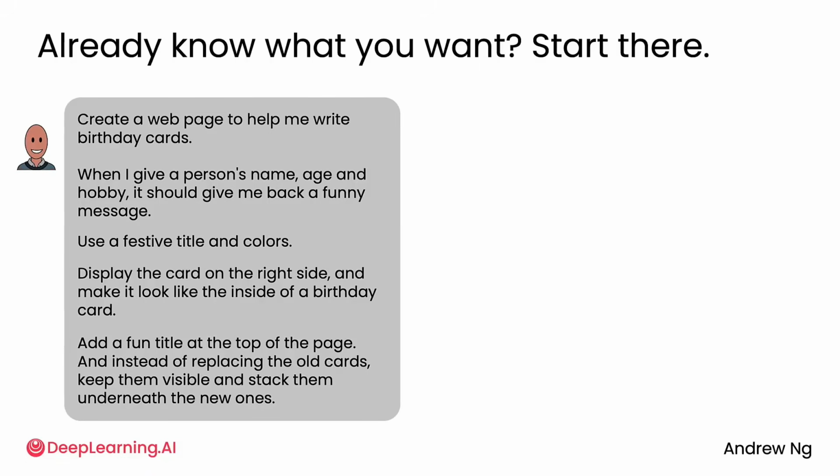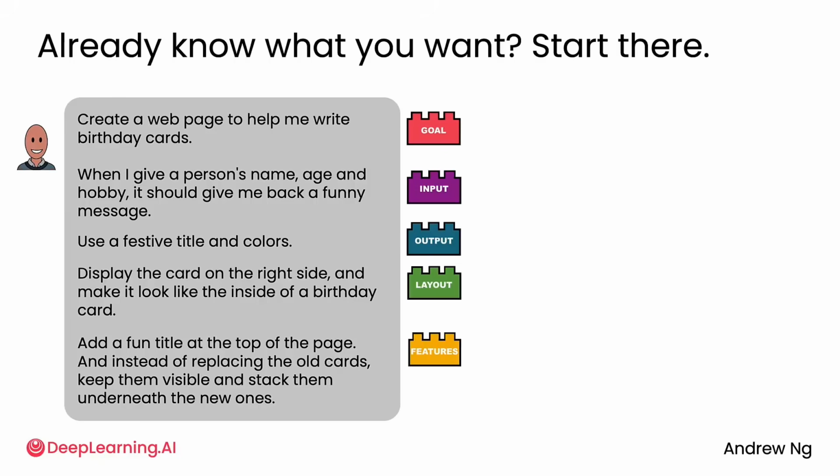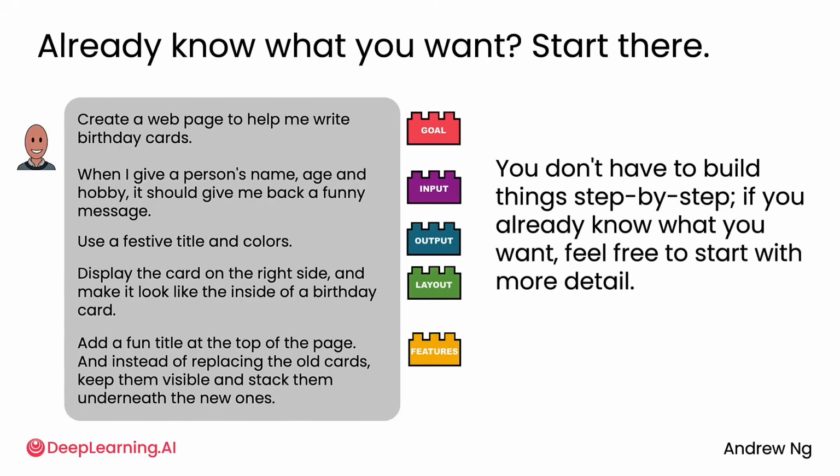For example, if I already knew the specification I want for the software, I could write a single, much longer prompt like this to create a web page to help me write birthday cards. I want to give a person's name, age, and hobby, give me a funny message, use festive title and colors, and so on. And in this example, I've taken all 5 building blocks and written them all into a single, much longer prompt. So instead of building things step by step, like you saw in the last video, you can also give it all the instructions in a single longer prompt, and that might give you a better first version of your app, which you can then further refine if it's still not quite what you want.